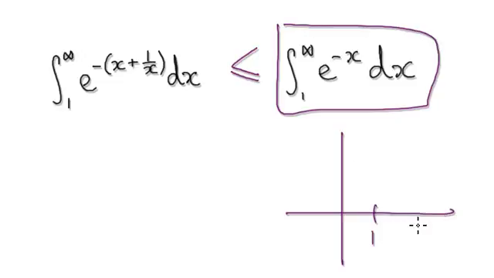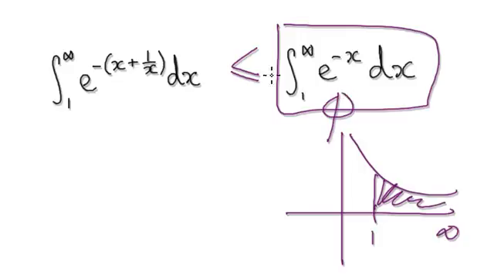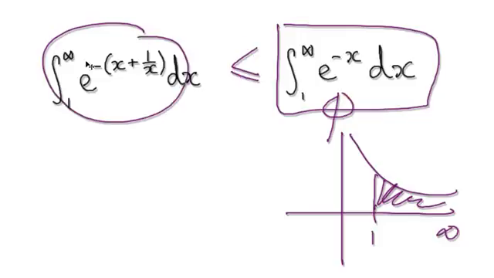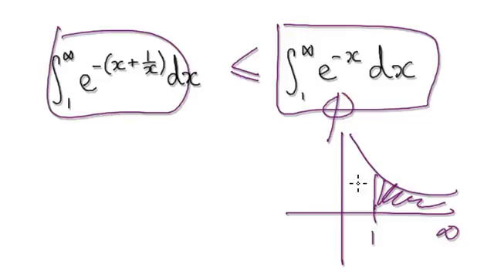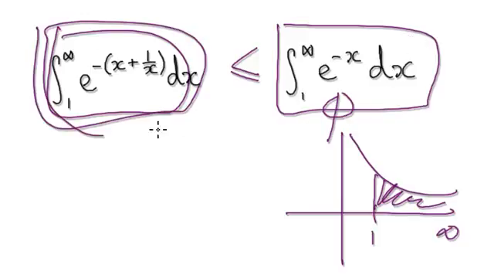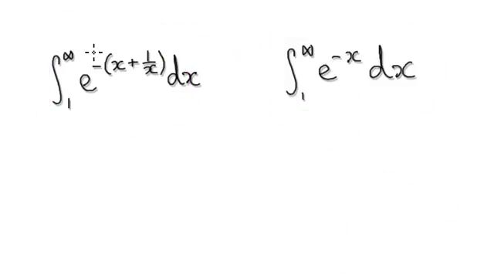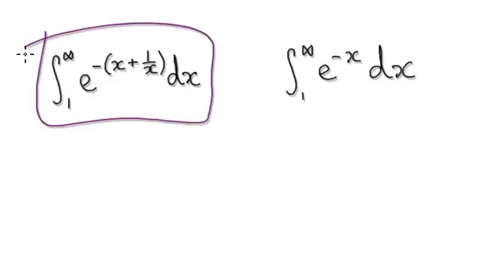So from 1 to infinity, this area here will converge. Well, if this thing here converges and it's always bigger or equal to this thing here, then this being smaller, it will have no choice but to also converge. So therefore this whole thing here will converge.